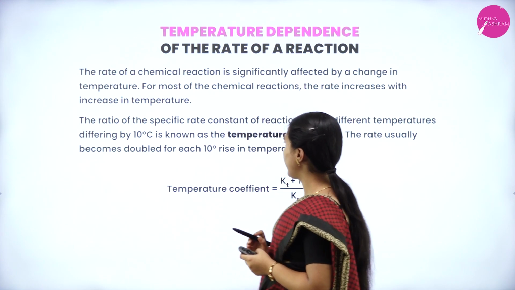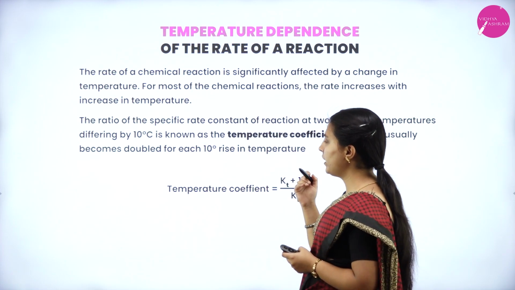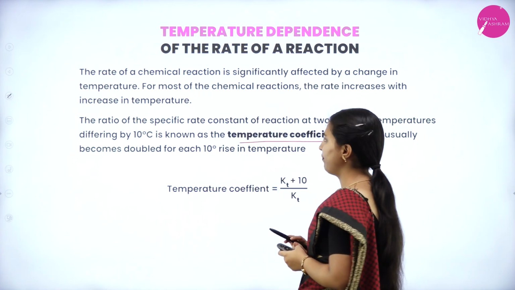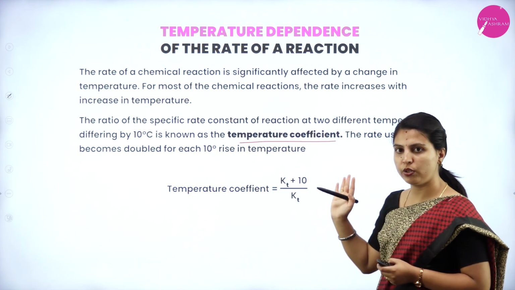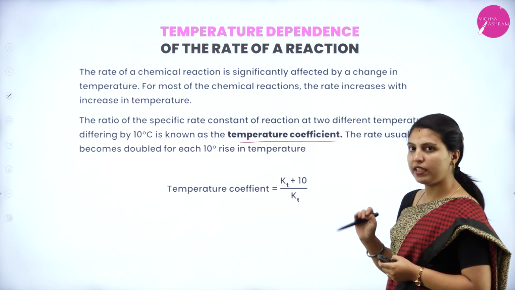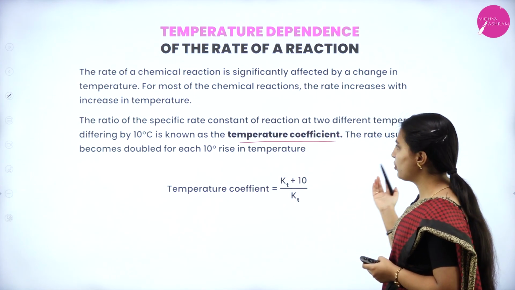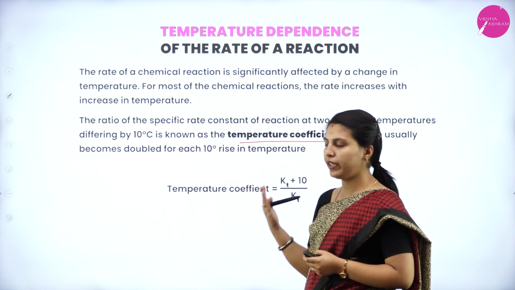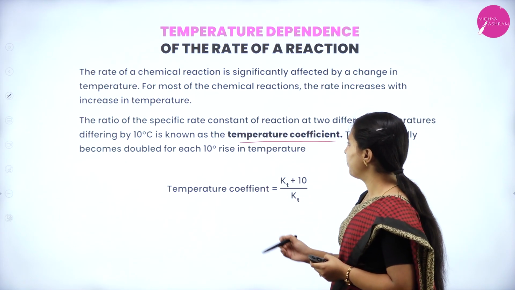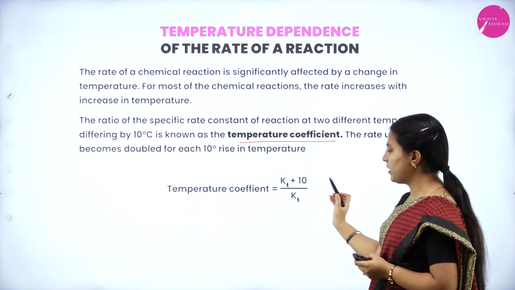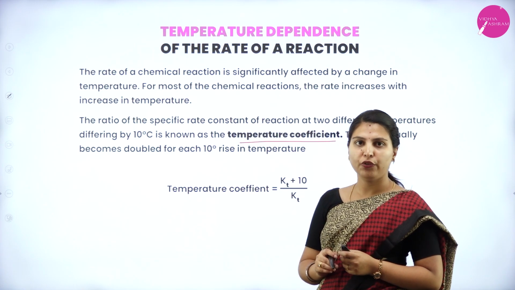The ratio of the specific rate constant of a reaction at two different temperatures differing by 10 degrees Celsius is known as temperature coefficient. The rate usually becomes double for each 10 degree rise in temperature. So, temperature coefficient equals K at T plus 10 by K at T. This is the temperature coefficient formula.